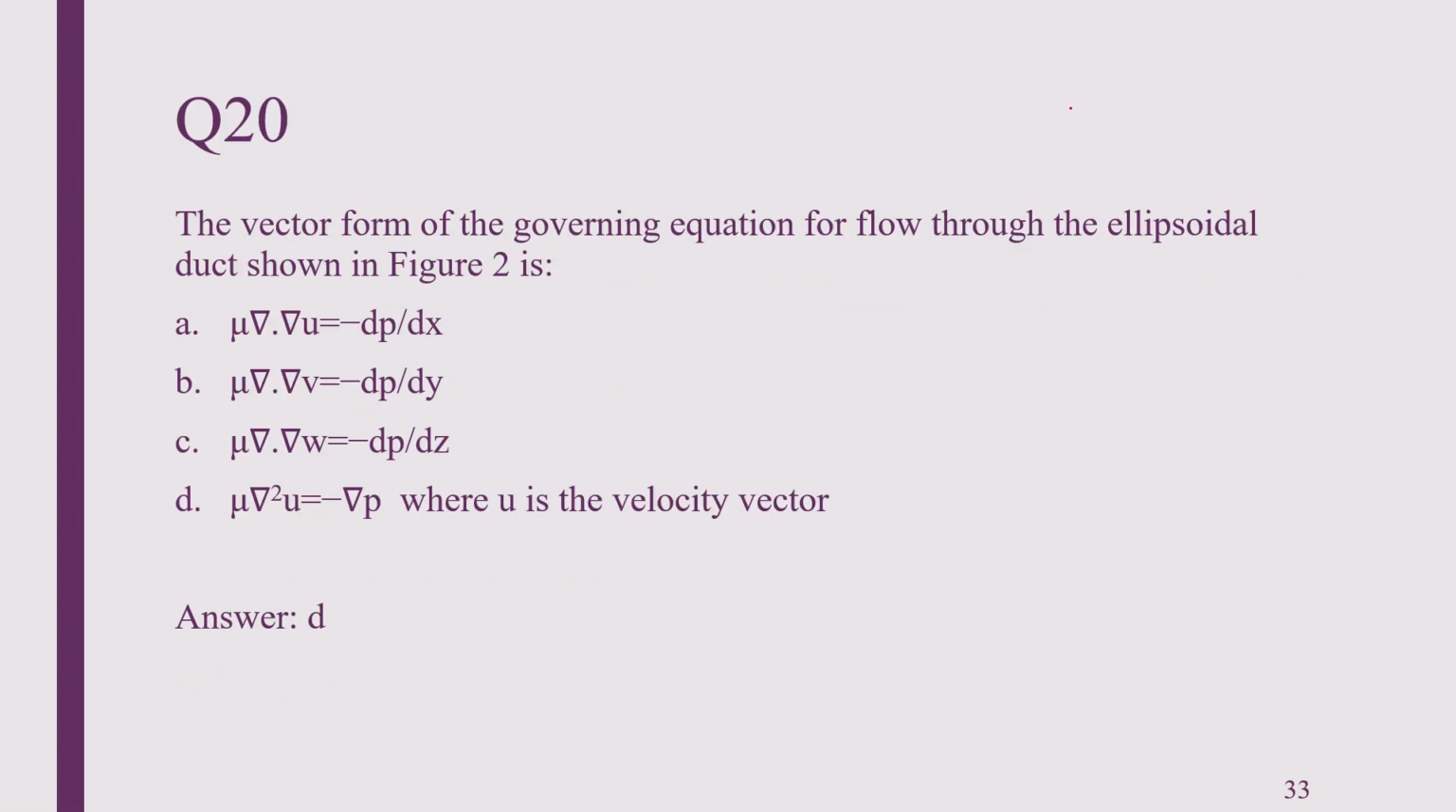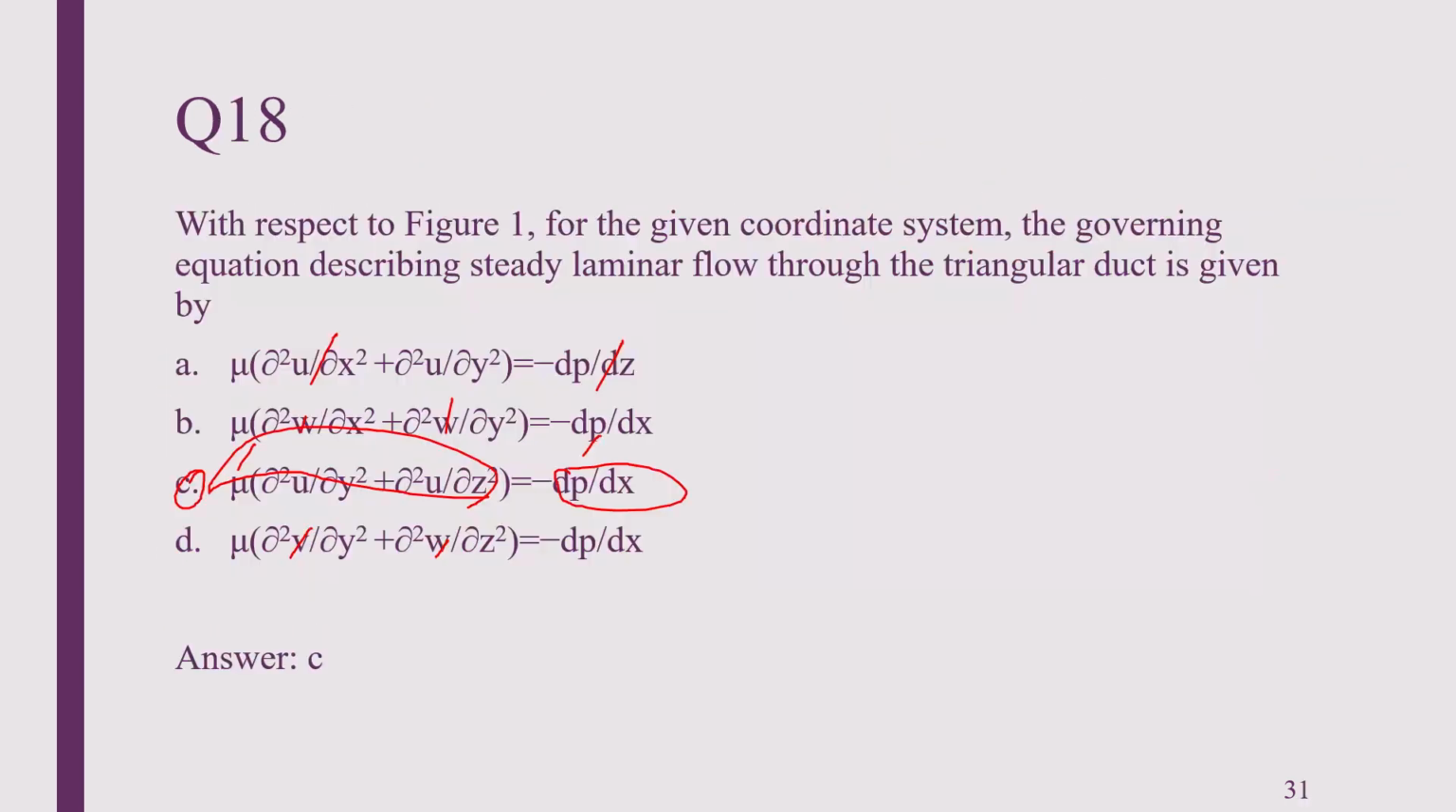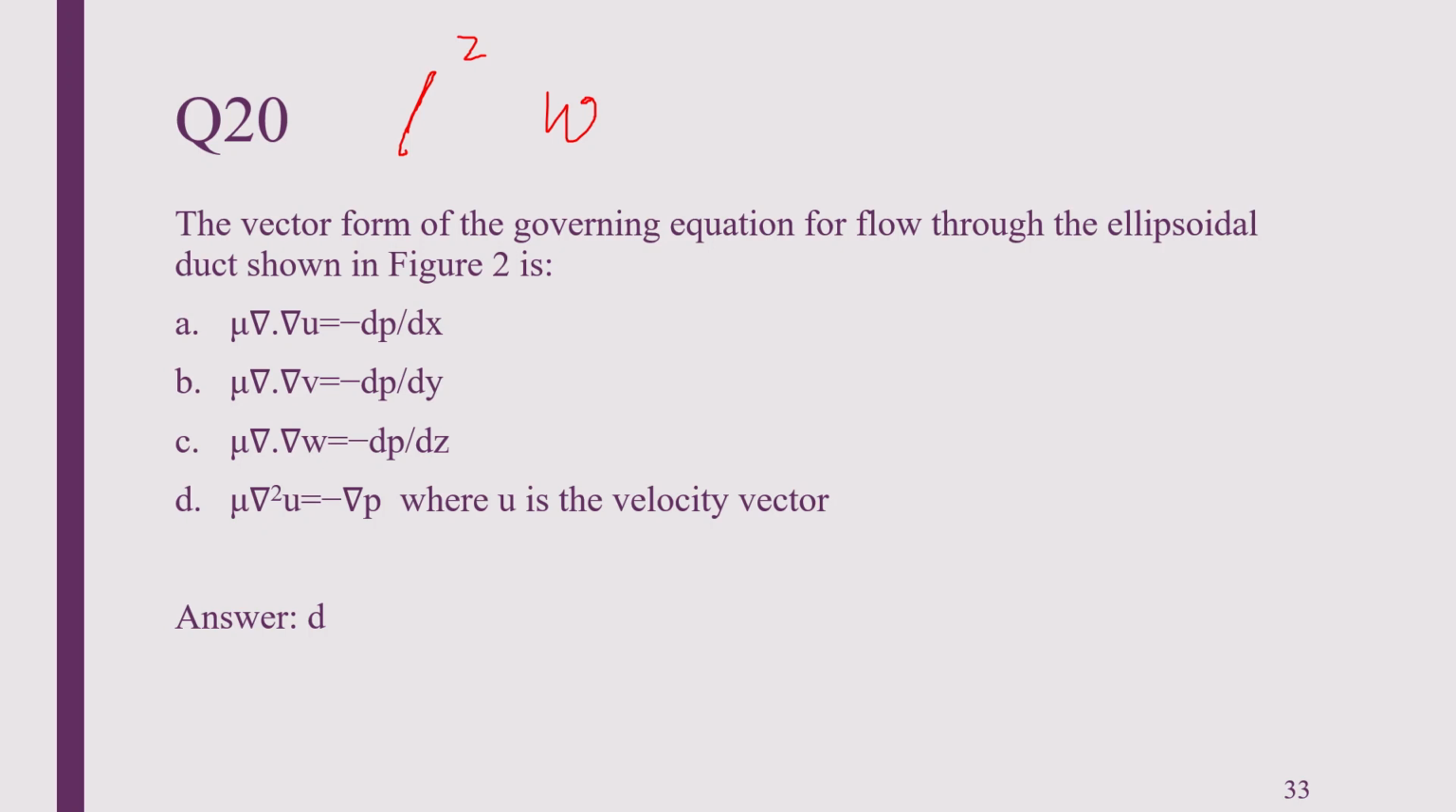In question 20, it is asked for the vector form of the governing equation for flow through the ellipsoidal duct shown in figure 2. So the flow, as we can see, is in the z direction. And so what velocity remains? We have the w component velocity, where it is a function of x and y.